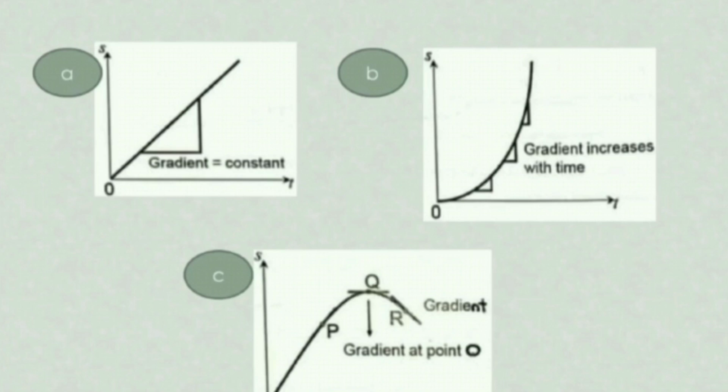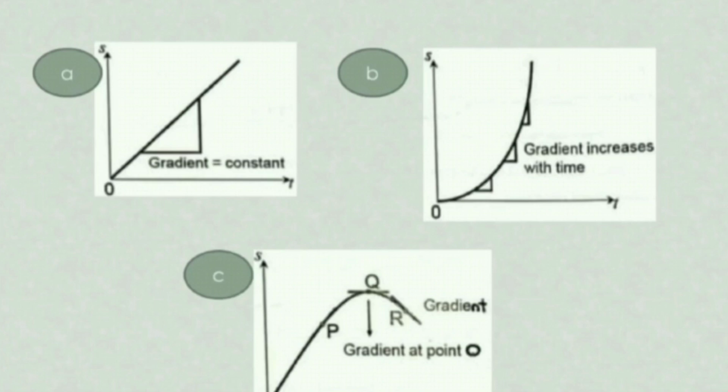The second graph describes an object moving at a constant acceleration. You can see that both the displacement and the velocity increase with time. The slope is increasing with time. Thus, the velocity is increasing with time and the object is accelerating.